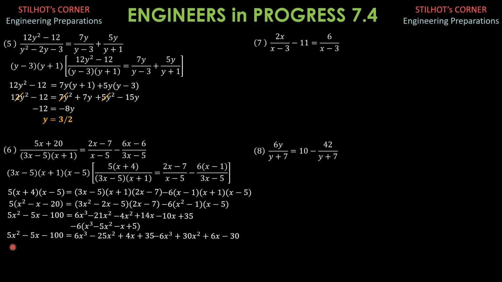So take note that negative 25x squared and 30x squared is 5x squared. We also have 5x squared in the left, so we can cancel the x squared terms, also the x cubed terms. So 5x squared, negative 25x squared, and 30x squared cancel. That would be 0.